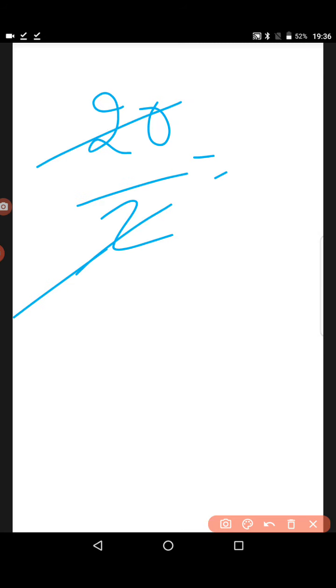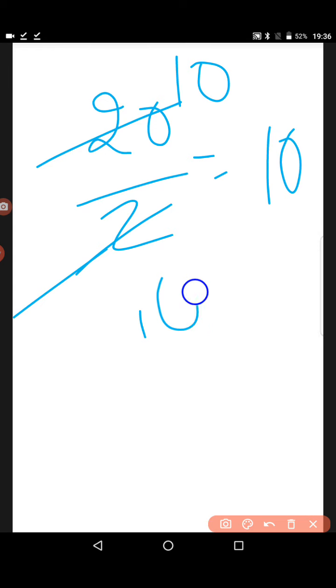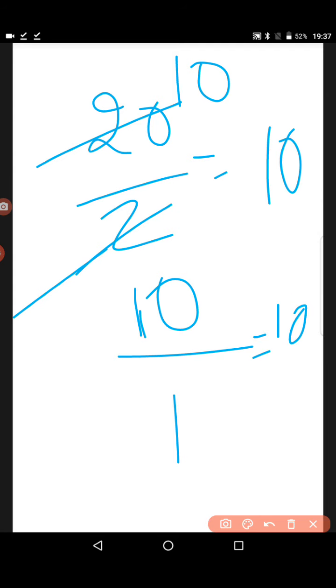Now say I have 20 by 2. Now 2 tens is 20, so the answer is 10. You might be thinking this is not a rational number. But every natural number can be written as a fraction having denominator 1. So 10 by 1 is nothing but 10 only. So this is also a rational number. That's why in the beginning I discussed natural numbers, whole numbers, integers. Right? Next we'll move on to another topic.